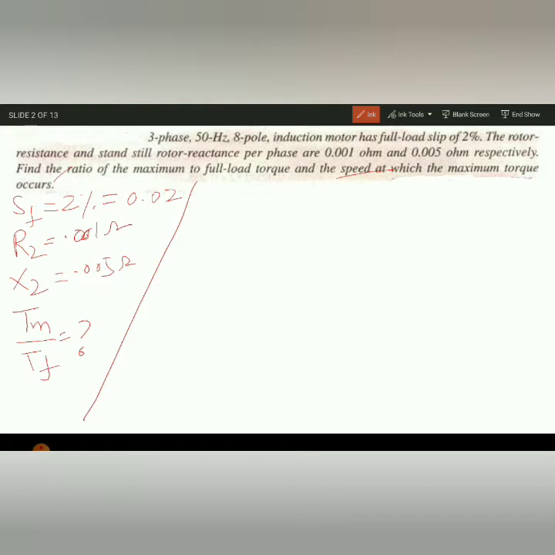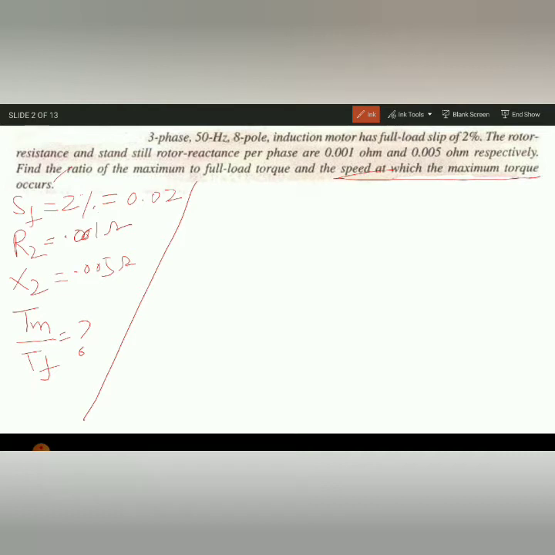So when the rotor reaches the maximum torque, at that particular time the rotor rotates at a particular speed. So that particular speed we have to find out. It's not the maximum speed, it is the speed at which the maximum torque occurs. So these two things we have to find out. So how to proceed? First let us find out this one.